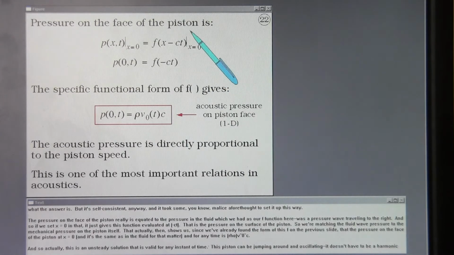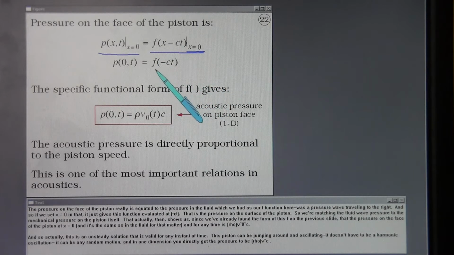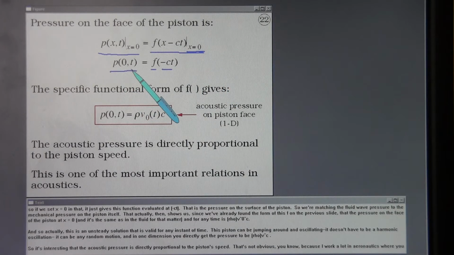Now the pressure on the face of the piston really is equated to the pressure in the fluid, which we had as our F function here, a pressure wave traveling to the right. And so if we set x equals 0 in that, it just gives this function evaluated at minus ct. And that is the pressure on the surface of the piston. So we're matching the fluid wave pressure to the mechanical pressure on the piston itself.